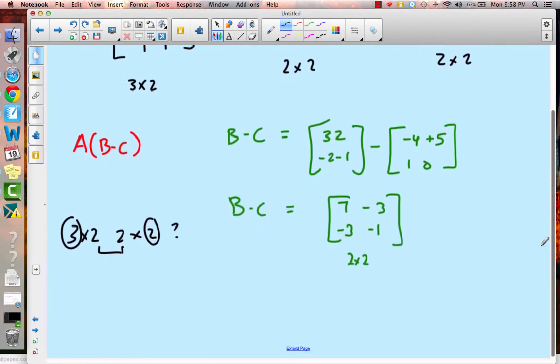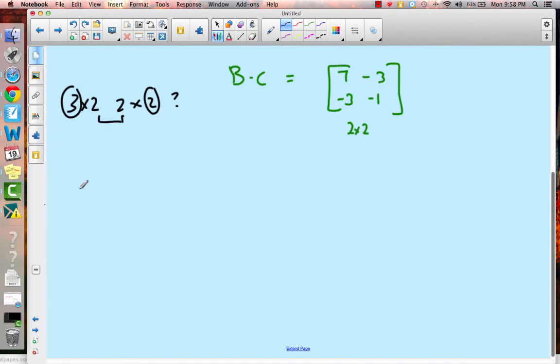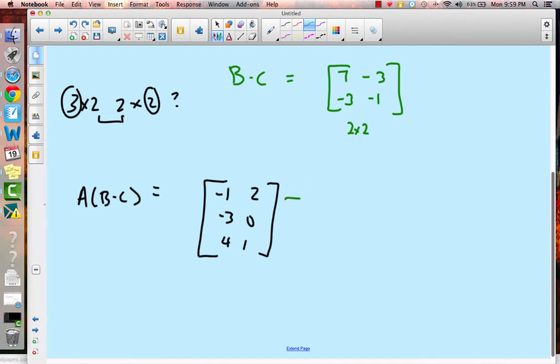So let's go ahead and I'm going to scroll this down. Okay, so A times that B minus C is going to look like this. Matrix A, make sure you write matrix A first. Negative 1, 2, negative 3, 0, 4, 1. Okay, times our green matrix that I just wrote. Okay, so 7, negative 3, negative 3, negative 1. And now we can go ahead and start multiplying. So we're going to start with our first row, first column.